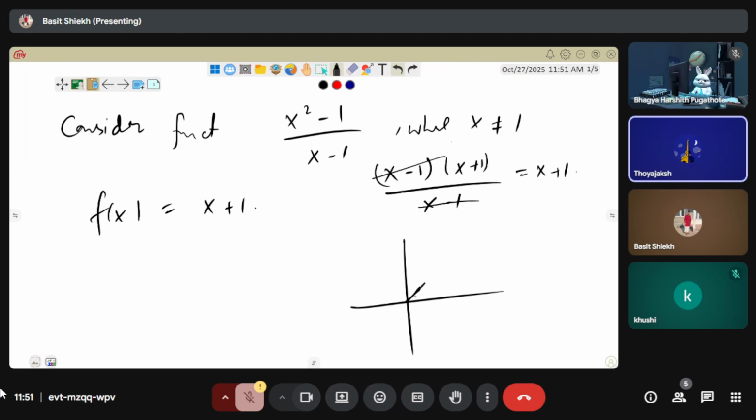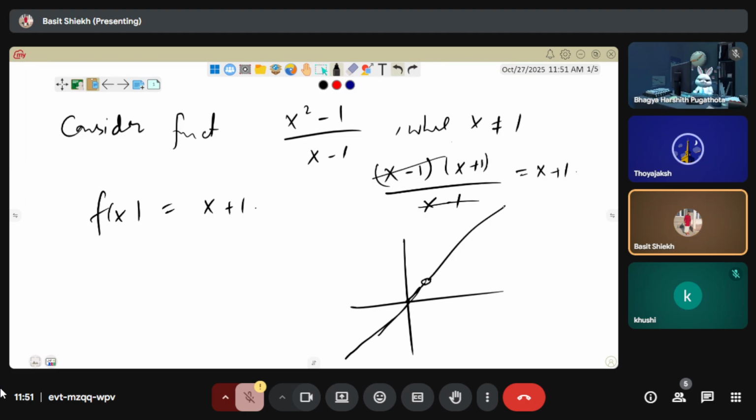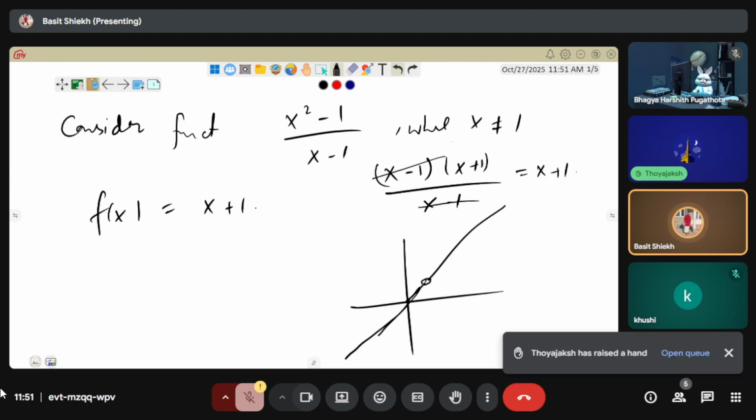At position A, you have to find the total energy from the graph of the function. What is the total energy at x equal to 1? It will be potential energy plus kinetic energy. At x equal to 1 the function is not defined, so we have to find the potential energy.